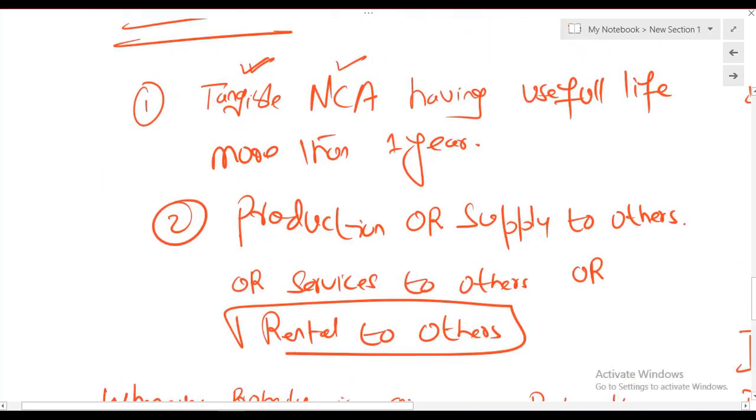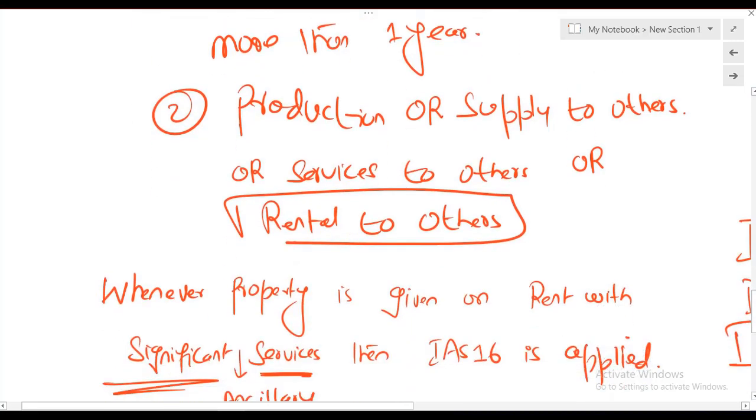So if someone asks you the question, what is property, plant and equipment? Your answer must be: property, plant and equipment is a tangible non-current asset having useful life more than 1 year, which is used in production or supply to others, or services to others, or rental to others, or the last one is your admin offices. So your property, plant and equipment could be used in any one of these things.